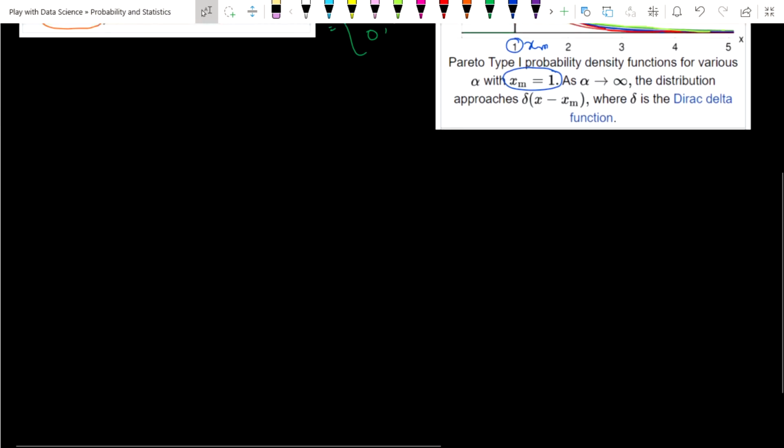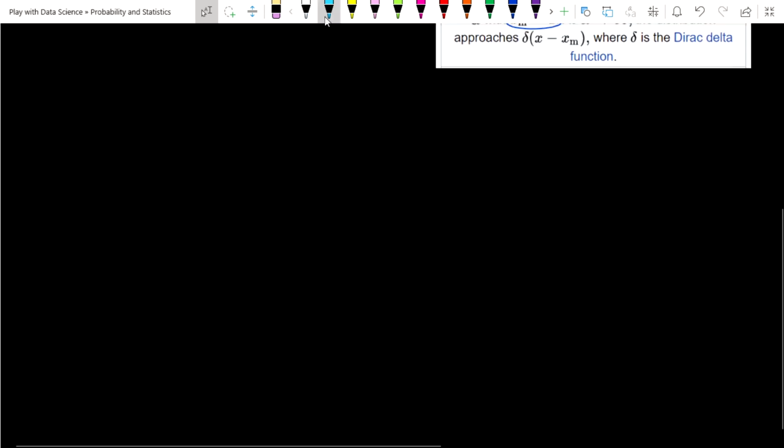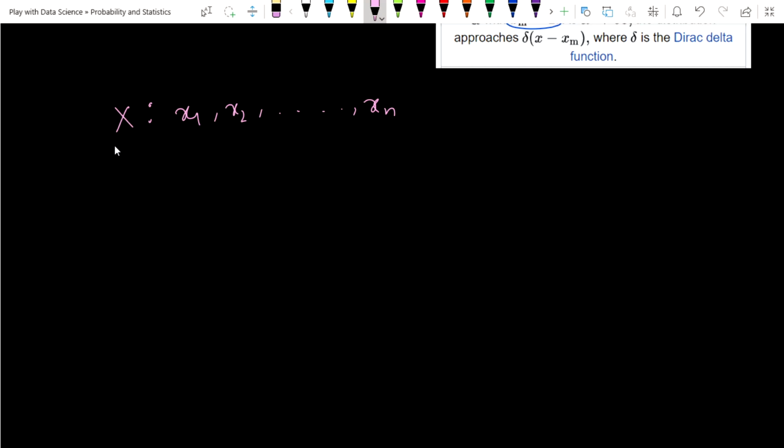So, the log plot: how do we know its application? Suppose we have a data set X, with some observations x1, x2, up to xn, and corresponding to these observations we have outputs y1, y2, y3, up to yn. How will we know whether this is log normal distributed? How will we know?